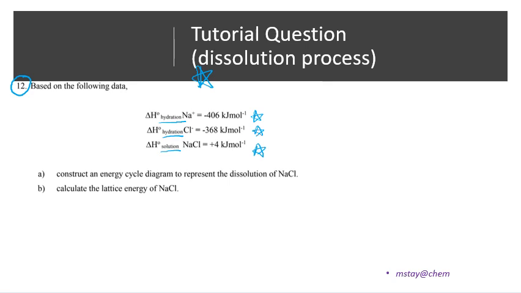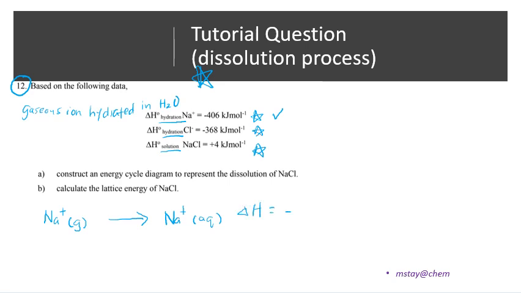So look at the first one, enthalpy of hydration is the heat released when 1 mole of gaseous ion is hydrated in water. Okay, so I repeat again, gaseous ion hydrated in water. So basically we know that for Na+, gaseous Na+ is hydrated in water, and the physical state will change from gas to aqueous. And then the enthalpy change is negative 406. Next one is Cl-. Gaseous Cl- is also hydrated in water to produce aqueous Cl-, and then the enthalpy is negative 368.